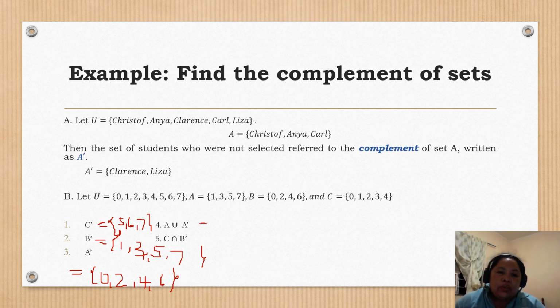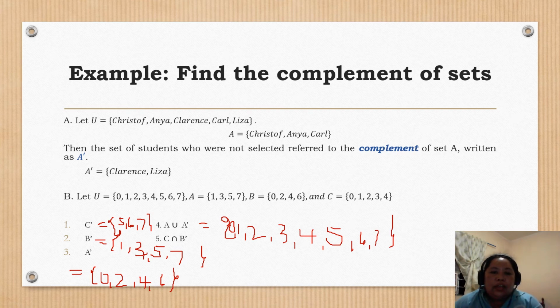Number 4, A union A complement. So our A is 1, 3, 5, 7. The A complement is 0, 2, 4, 6. So, when we combine that, we get 0, 1, 2, 3, 4, 5, 6, and 7. Okay?